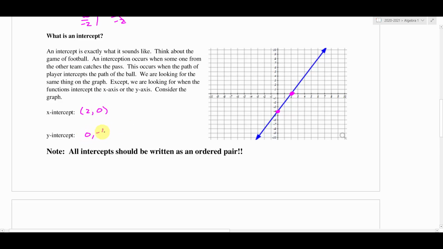And believe it or not, that is actually a common mistake that students will make, is they will switch up these coordinates all the time. So make sure you do get them in the right order when you're writing those ordered pairs. All right, and that's another thing. All intercepts should be written as an ordered pair.